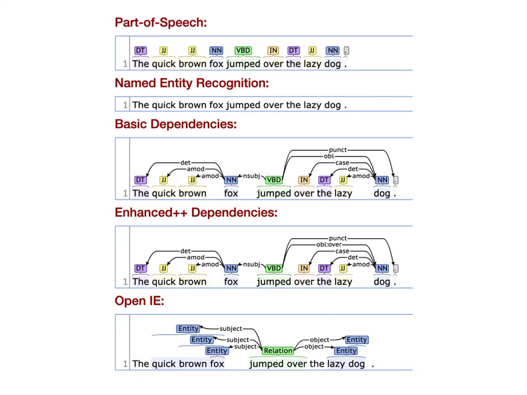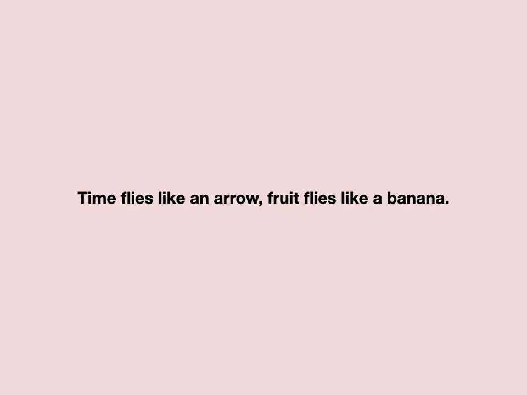But let's look at how this system could still flail. It's impressive the way it does things, but it's not perfect. So let's look back at our example. Time flies like an arrow, fruit flies like a banana. Did this NLP system, the CoreNLP project, get the joke? Is the question.